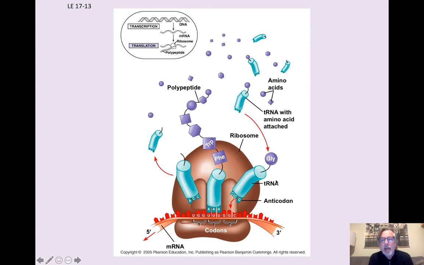Here is a tRNA with its amino acid about to attach to the codon. Its anticodon will pair with the codon. So it is bringing in the amino acid glycine. Here is the polypeptide site in the middle, and you can see here is the growing polypeptide. The last amino acid to be added was phenylalanine. And then here is the ejection site. Here is a spent transfer RNA that is going to be ejected back into the cytoplasm, where it will pick up an amino acid and be able to participate in the translation process again.